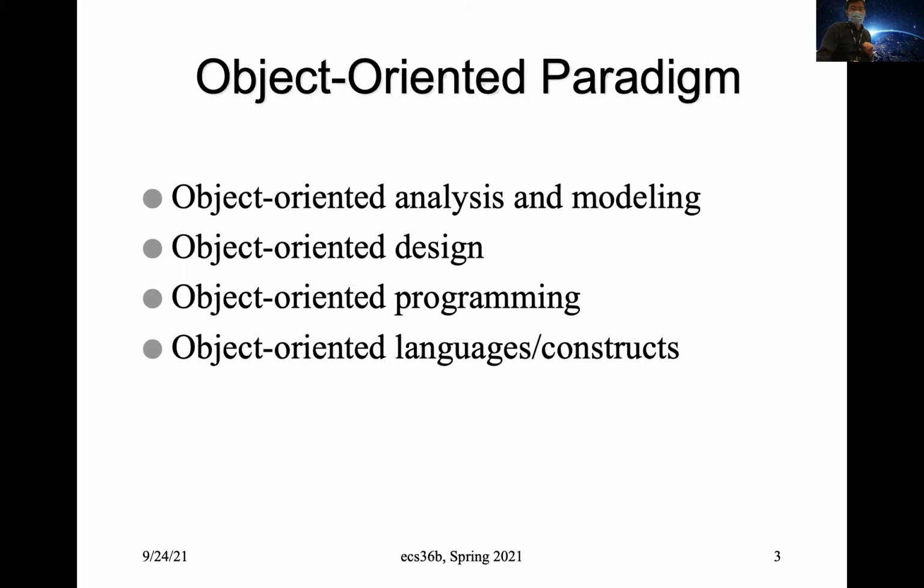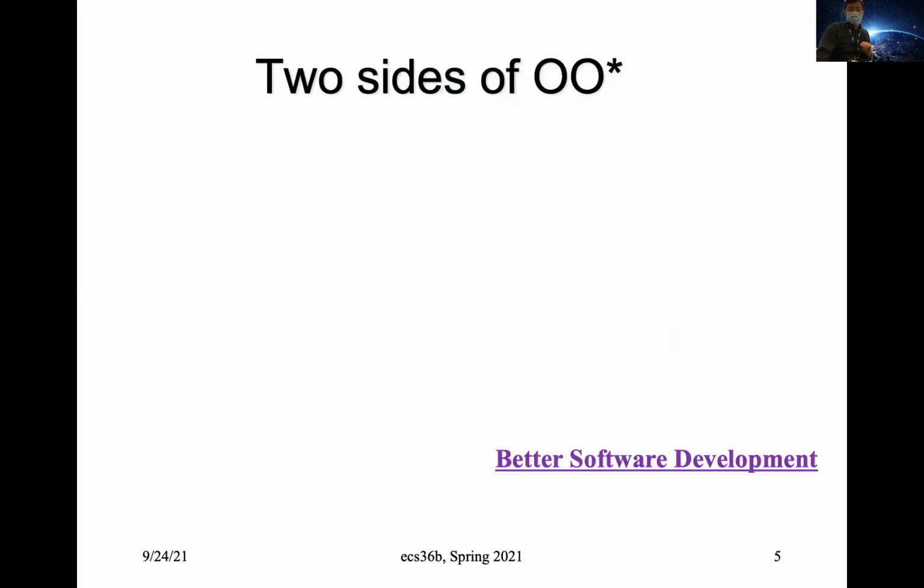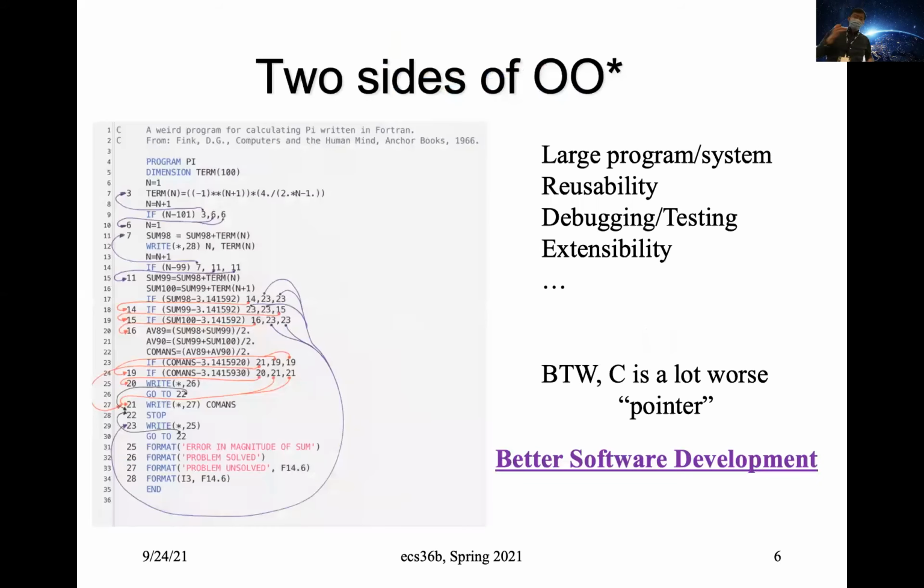Okay, I mentioned object-oriented. Let me go back to this picture. There are two reasons why we want to do object-oriented. One perspective is from the software development perspective: we want to do a better job in developing software. That's the first reason. And the second reason is that we want to tackle a real-world complicated problem.